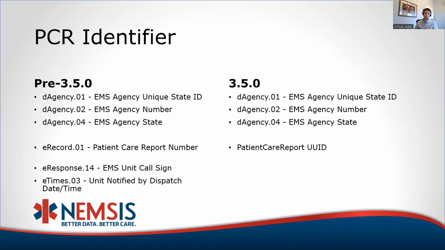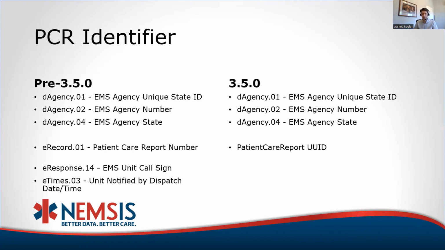Okay, so in 3.5, remember, UUIDs are always scoped within an agency. So we still have the agency state ID number and state as part of the PCR identifier, plus the patient care report UUID, which takes the place of patient care report number. Now, patient care report number is still in the data set, but it'll no longer be used as the unique identifier for a PCR when trying to figure out, is this a new record or is this an update to an existing record? The UUID will be used for that.